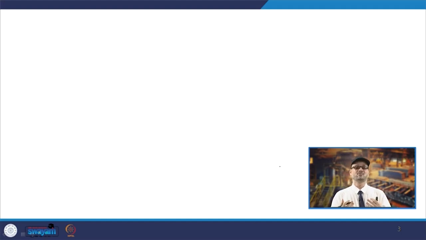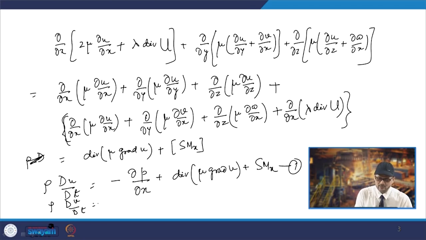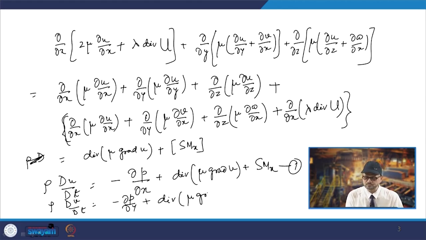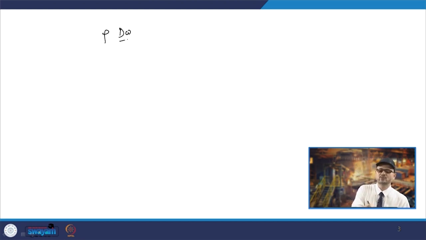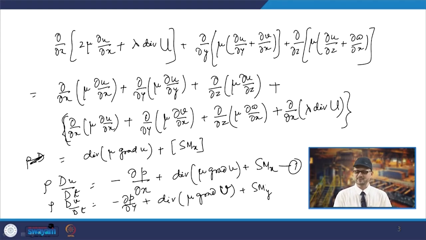So you will have three equations for the x, y, and z momentum. As that is for the x momentum, if you go for the y one, it will be rho of dv by dt, which will be minus dou p by dou y, plus div of mu grad v, and then you will have SMy. So this is u and this is v, and the third will be for the z component: rho of dw by dt, that will be minus dou p by dou z plus div of mu grad w plus SMz. So you have SMx, SMy, and SMz.